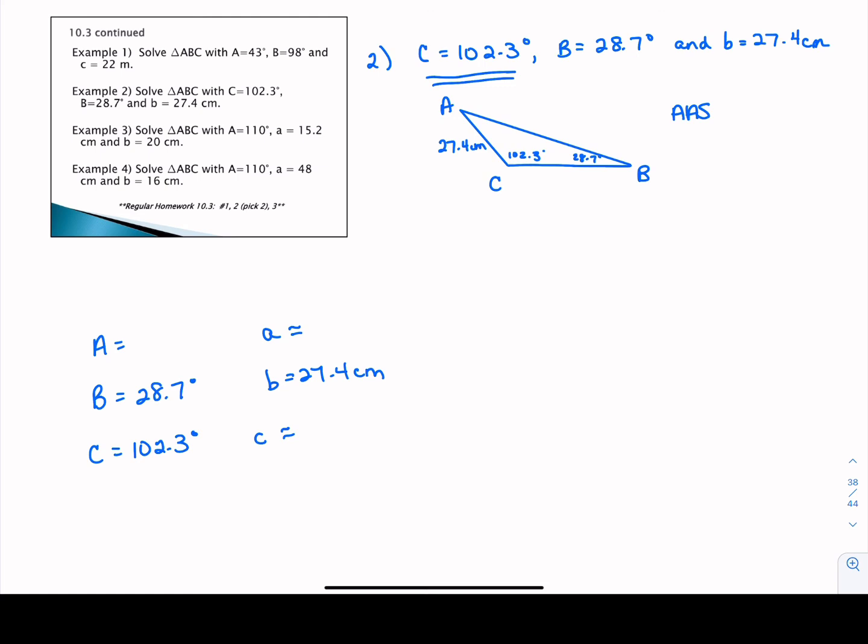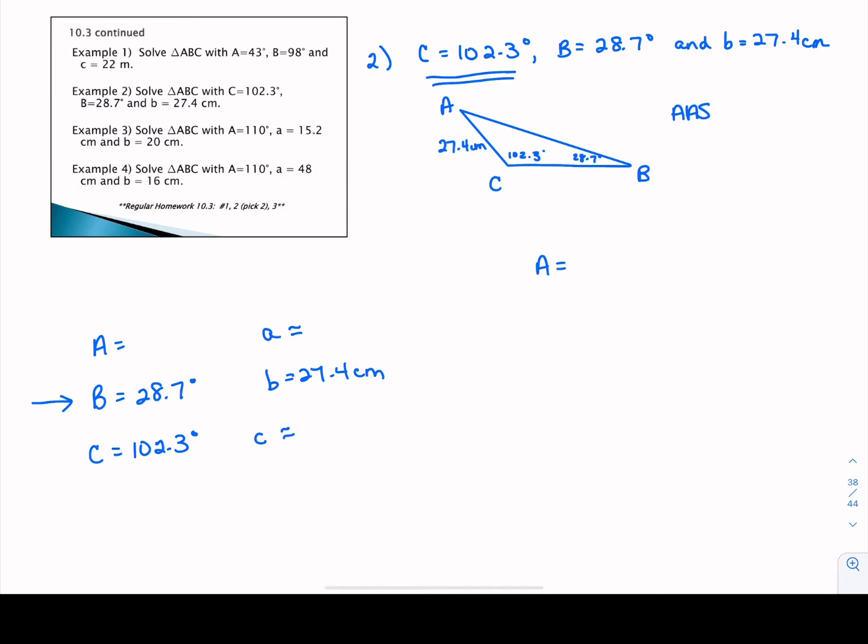When you're using a sine law, you need to make sure you have an angle and a side opposite, and we see that angle B and side b are already given to us. So it now becomes our choice for where to go and solve next. And I would say that solving for angle A is probably the easiest thing for us to do first.